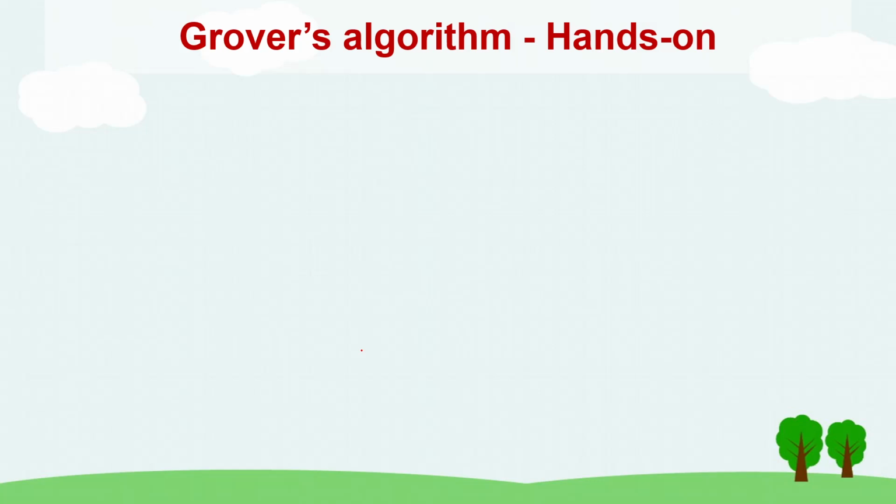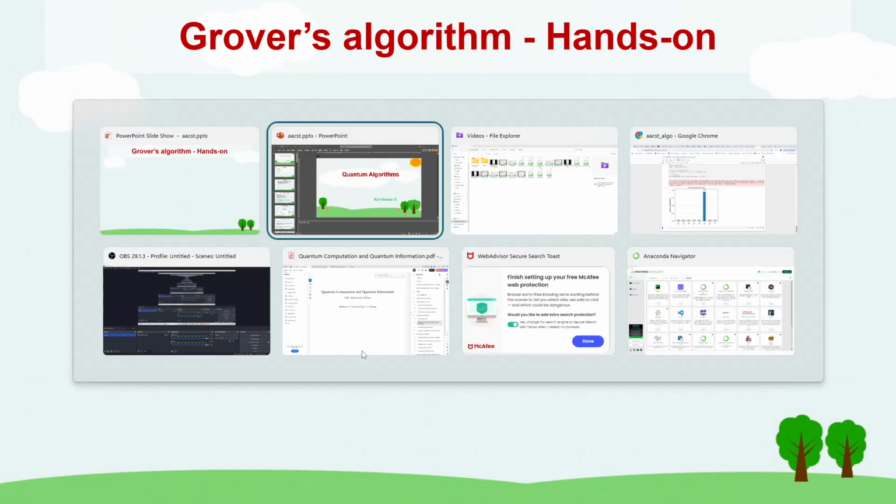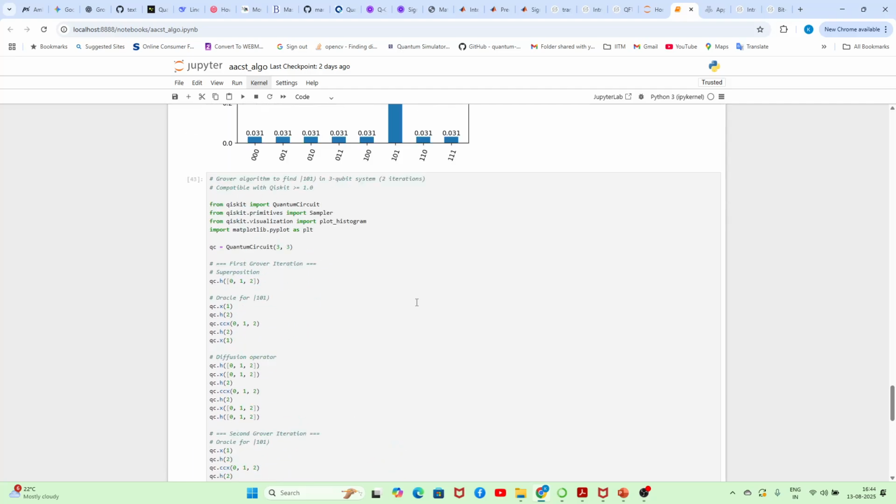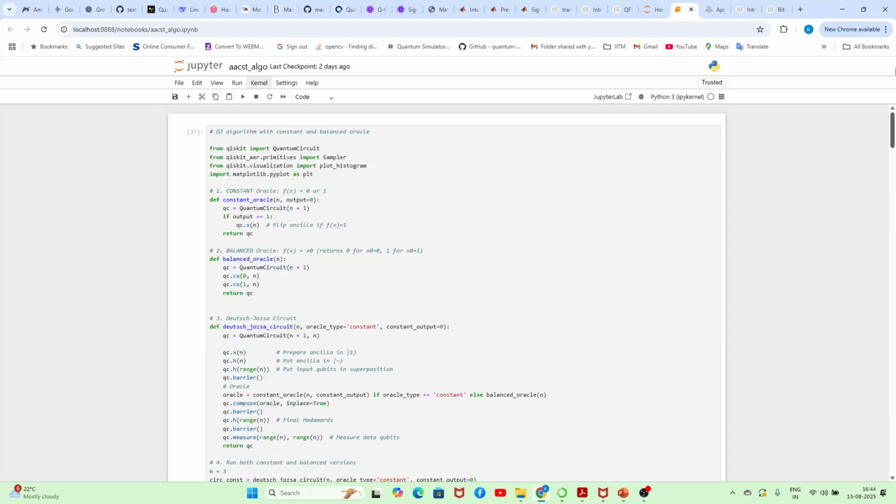All right, now let's get into the hands-on, which will be very useful for you to understand as code. Let me go back. We'll see all the three tricks. I'll start with the DJ algorithm. I'm trying to build an oracle for constant and an oracle for balanced. Instead of writing two programs, I'm combining them in a single program so that we'll quickly get that.